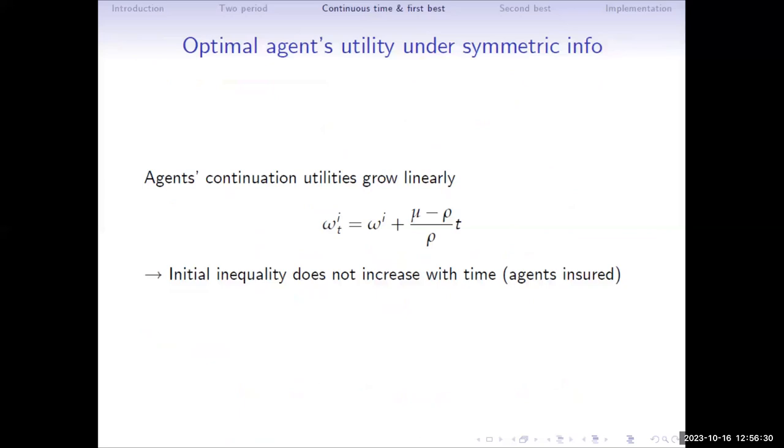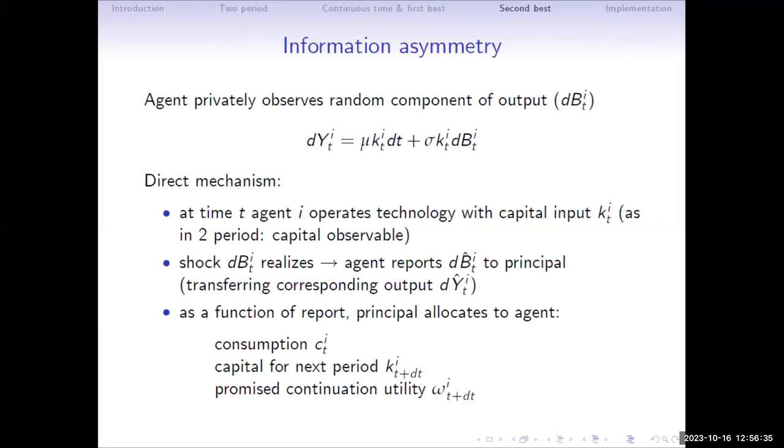So now we're going to look at the asymmetric information problem. So now I am agent I, I privately observe my Brownian shock dB_i. And like in the two-period model, I make a report to the principal about my private shock. And then the principal, as a function of my report, is giving me a current consumption, a certain amount of capital to invest, and correspondingly, a certain amount of future continuation utility.